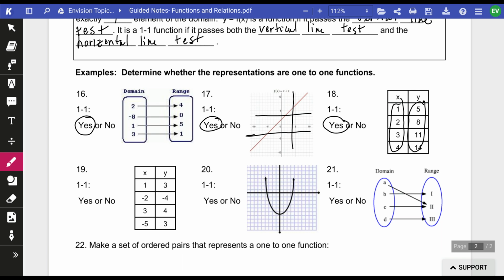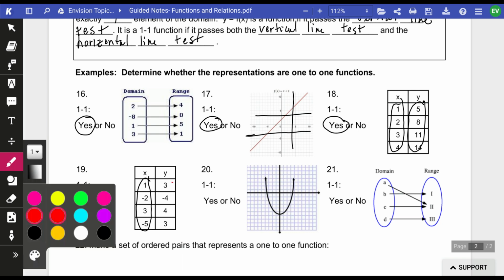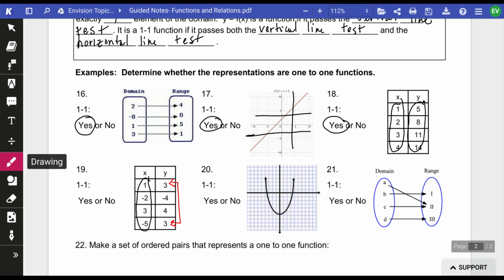Number 19, all of our x values are different. But if you look at the y values, I see 3 there twice. So guess what? That one is not one-to-one. It is a function. It's not a one-to-one function.